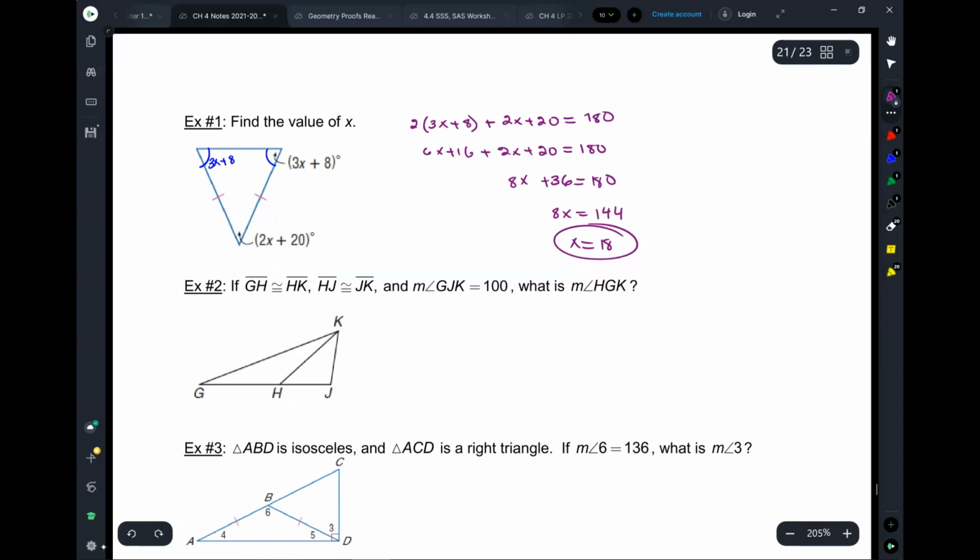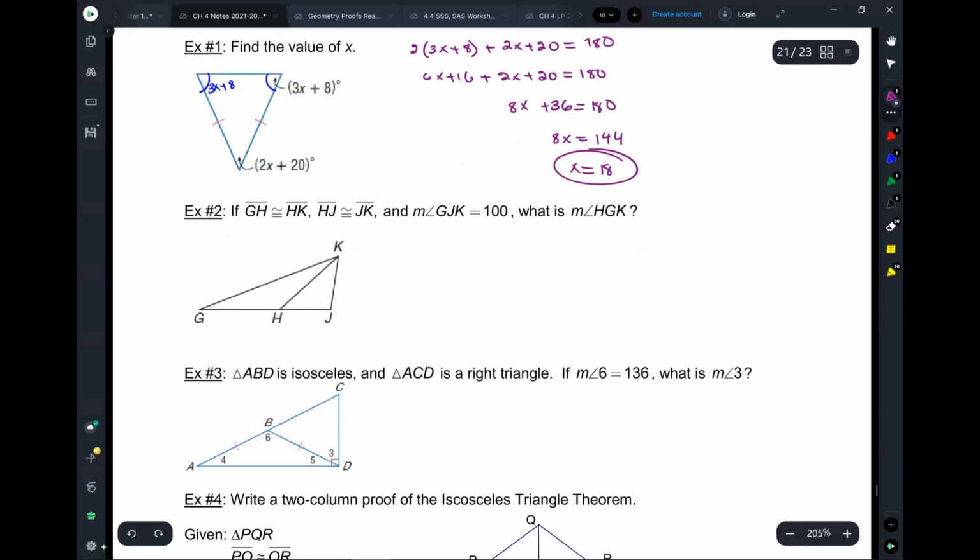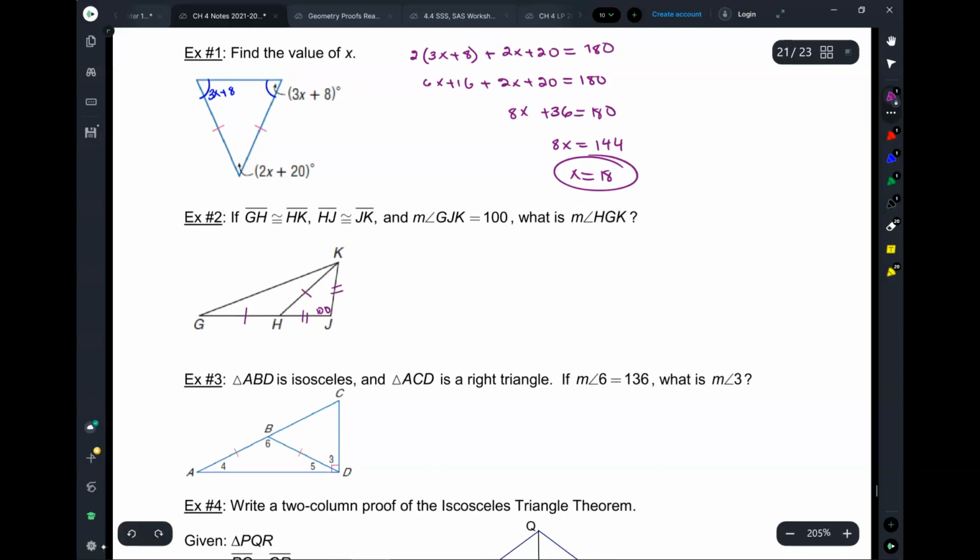All right. So next, we have GH congruent to HK, and HJ congruent to JK. Notice how I need to put different markings for those. And we are told the measure of angle GJK is equal to 100. And I want to know what is the measure of angle HGK, this one.